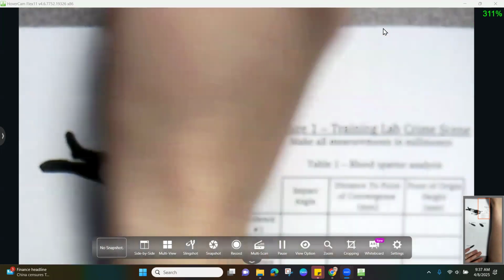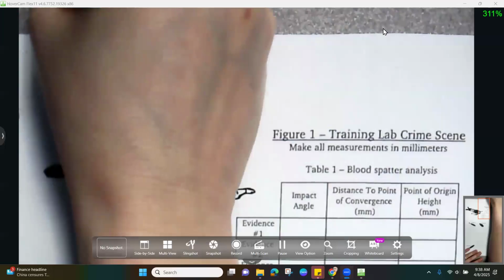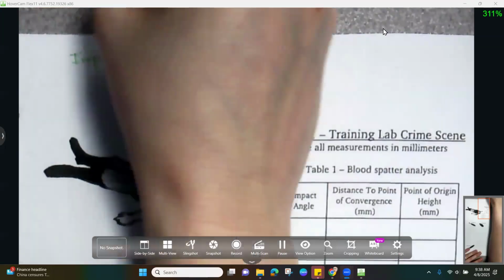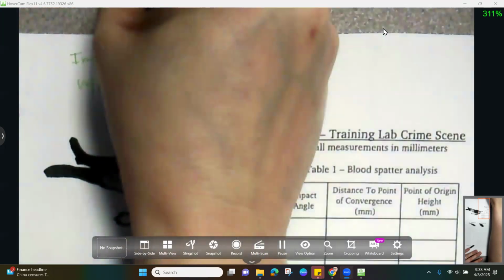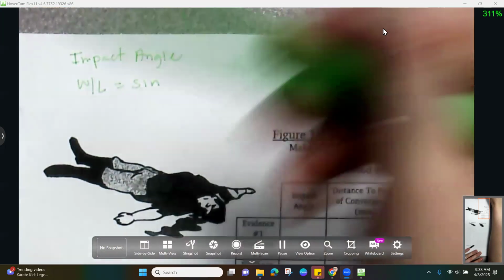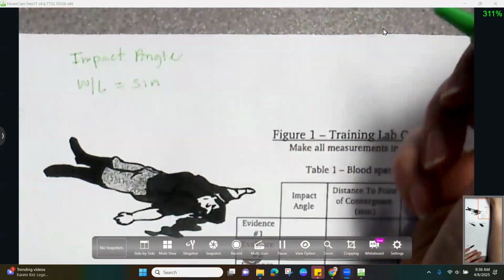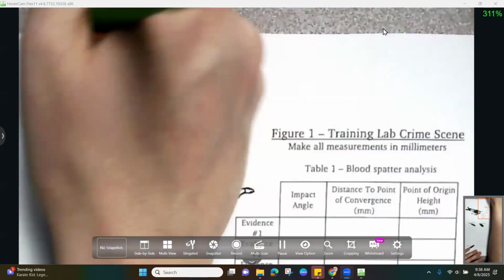So the first thing to remember is to calculate impact angle, you have to do width divided by length equals sine. So impact angle is width divided by length equals sine. That decimal that you get for sine is how you find the angle. You can do that using math, or in our case, we have our data table. So you're going to use your chart.